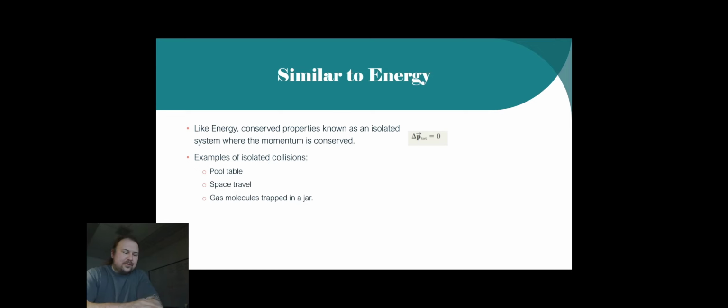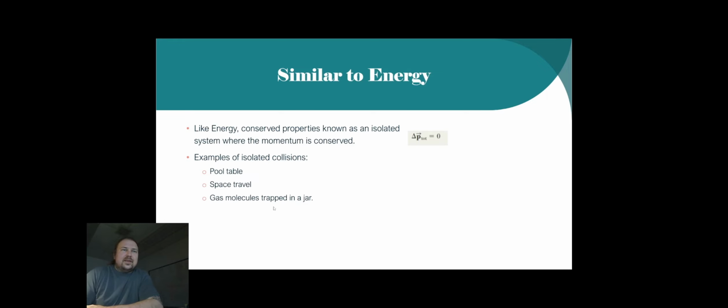Space travel, of course, is a much better one for momentum. Two satellites colliding, for instance, there's nothing else to stop them, no friction or air resistance or anything. One satellite crashes into the other, and one carries momentum one way, the other carries momentum the other way. It might change their velocities, but the total amount of momentum is conserved because there's nothing to slow it down. There's no friction.